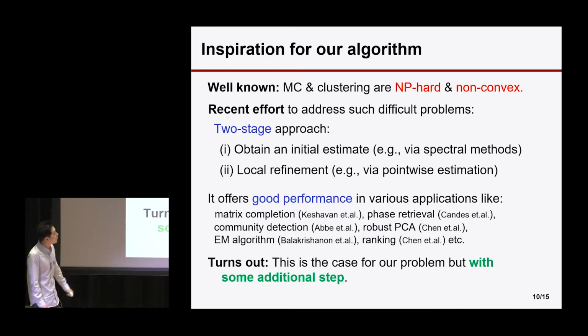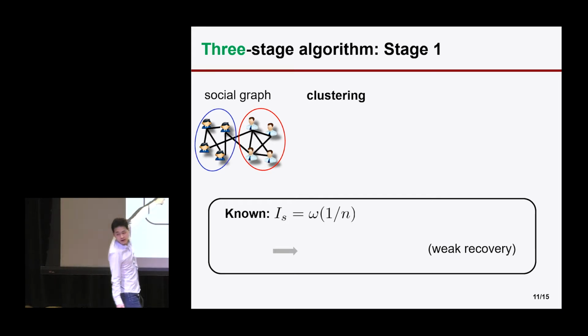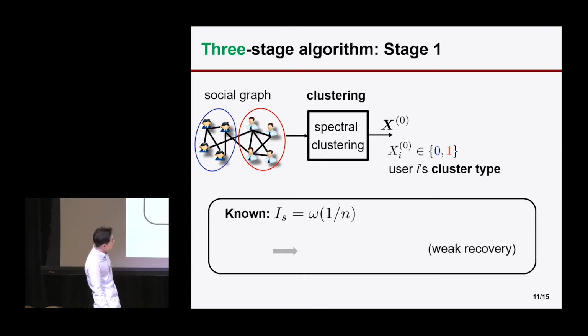So here are the details of our algorithm. In our algorithm, we have additional steps. Our algorithm now consists of 3 stages. The first stage is about clustering. We first start with the clustering, and there's a reason why. Remember that our efficient algorithm focuses on the regime where the IS is order-wise greater than or equal to 1 over n. As I mentioned before, this is a regime where the weak recovery is possible. So this allows me to do something about the clustering. That's why in the first stage, we apply some clustering algorithm like spectral clustering to obtain an initial estimate. That's what we do in the first stage.